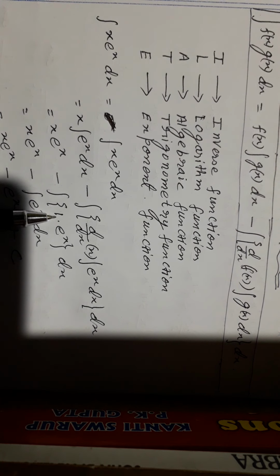So 1 into e^x is e^x, and we integrate it again. If we integrate e^x, I get e^x. So we have x e^x minus e^x. Since this is an indefinite integral, we have to give an integration constant. So this is your integration constant.